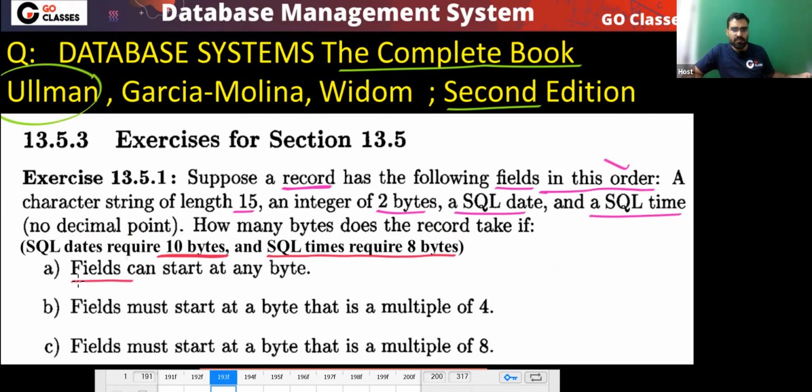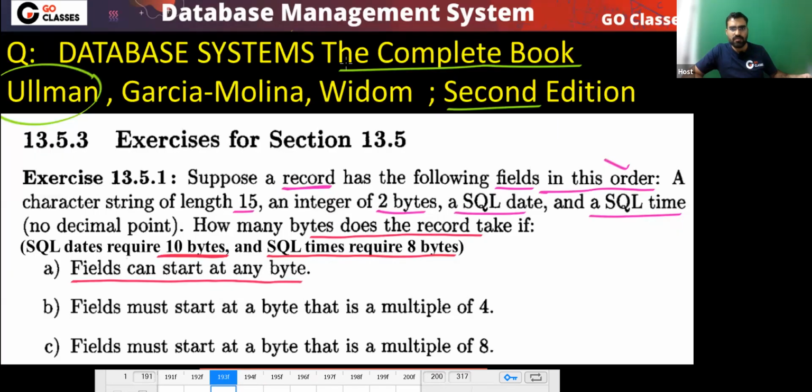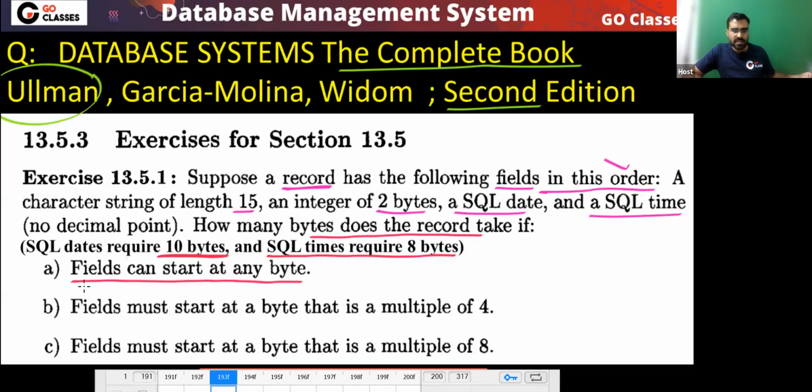Now you tell me, if fields can start at any byte, how many bytes do you need for a record? The question is asking the record size. Very simple question. What will be the record size in the first scenario? Part A is saying that fields can start at any byte. They can start at any position.